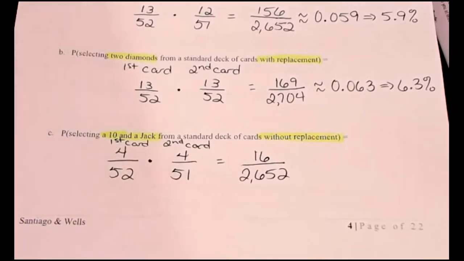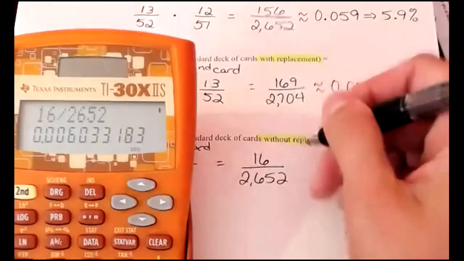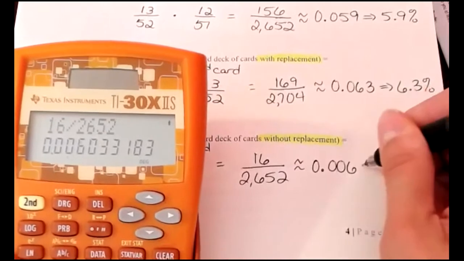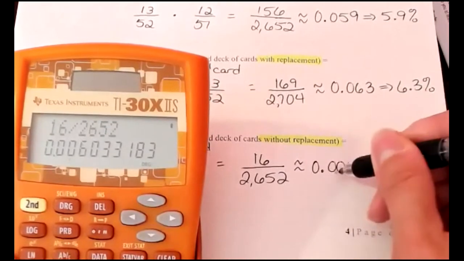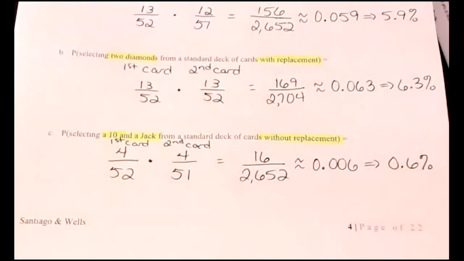Excellent work. I loved all of your responses in the chat. When we punch this into our calculators, we get a value of 0.006. If you multiply that by 100, that means you move the decimal only twice. So the likelihood that that happens is 0.6%. Crazy, right? There's a 0.6% chance, less than 1% chance that this will happen, where you'll pick a 10 and then a jack without replacement. Good. What questions do you have for me on practice problem number 2?